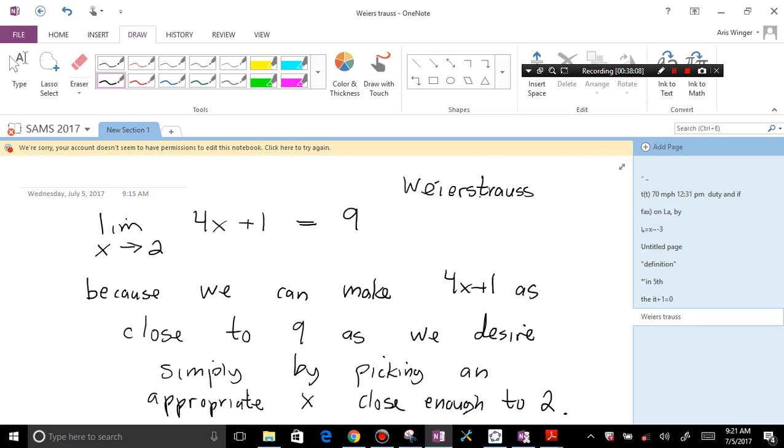All that means is that the skeptic comes in and says, I think you stay that far away, and you say, oh no, I can get closer than what you think by picking x close enough to 2. So the epsilon is the distance away from 9. The delta is the distance to 2 for x. Okay. So this is good.